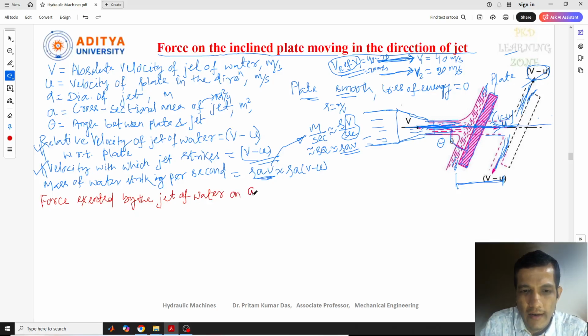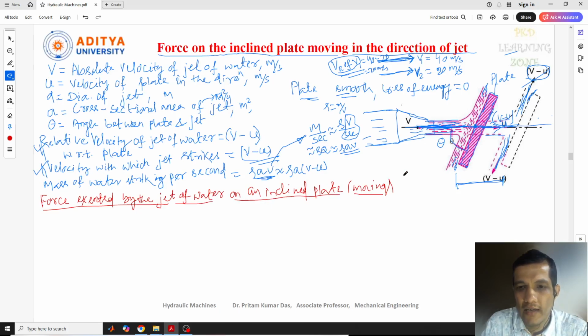on an inclined plate, and which is in moving condition. Let me write this in brackets, in moving condition. Now see, the force exerted by the jet of water on an inclined plate in moving condition, in which direction? In the direction of jet. So here I can write, in the direction of jet.